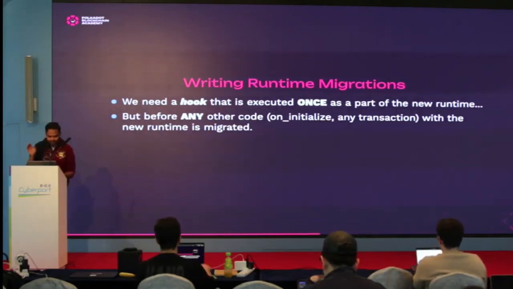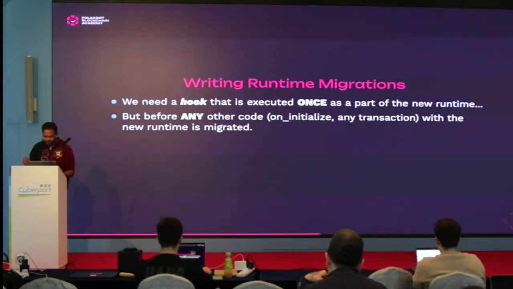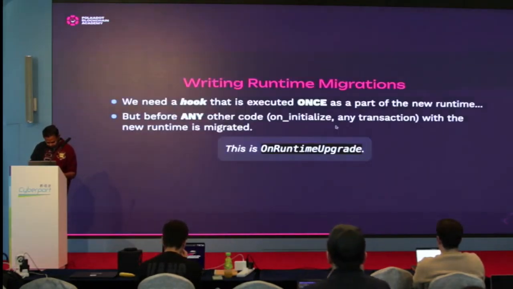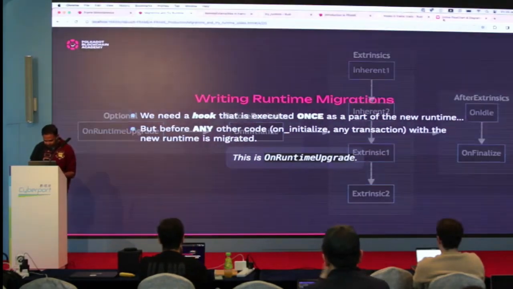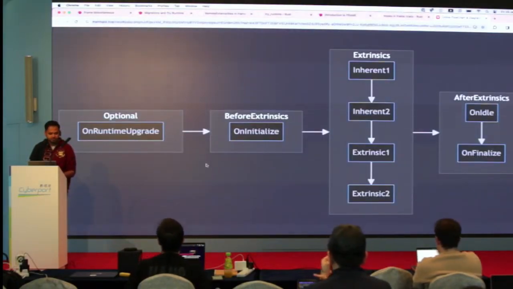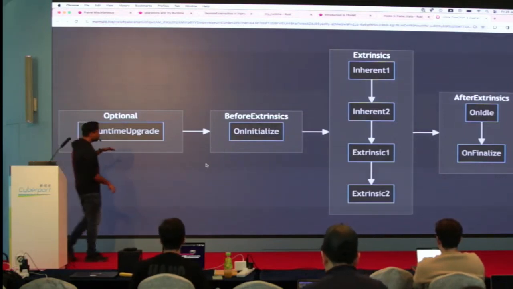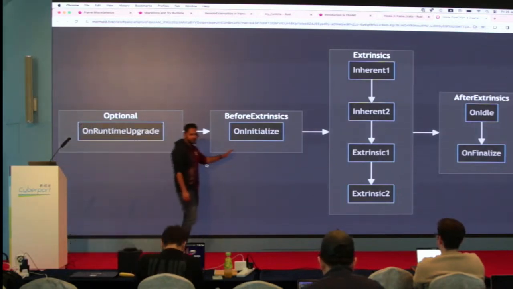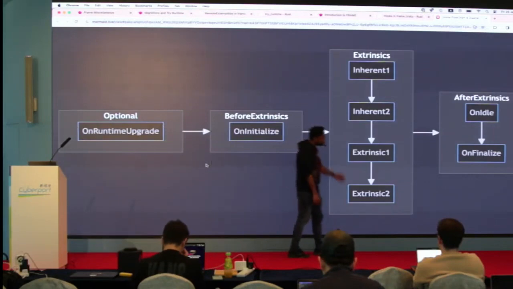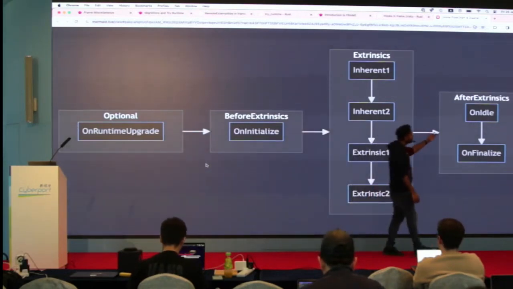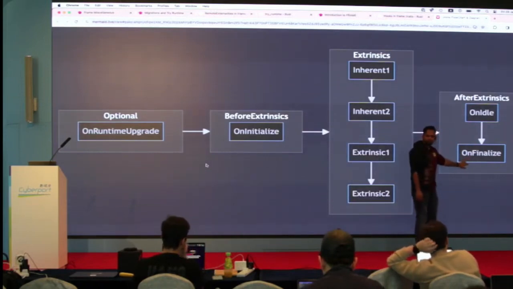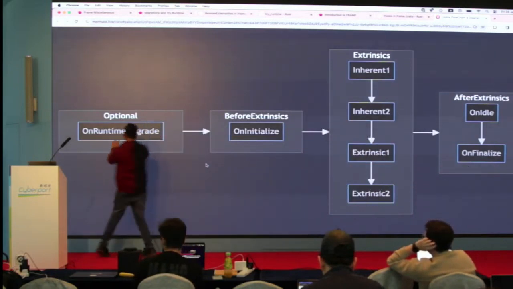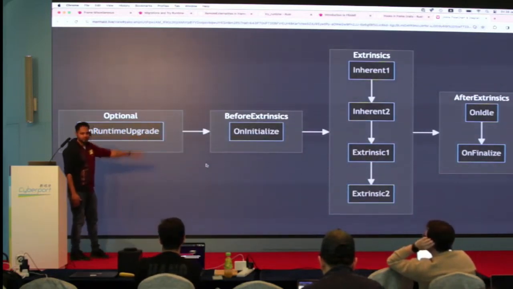So we need a hook that is called even before on initialize or any transaction. And I guess you have seen this already. These are the hooks that we have. There is something called on runtime upgrade, which is run before on initialize. Then we process inherents, extrinsics. Finally, if we have some weight left, we do on idle, and then finally on finalize. And what we want to do is finish our storage migration here before on initialize.